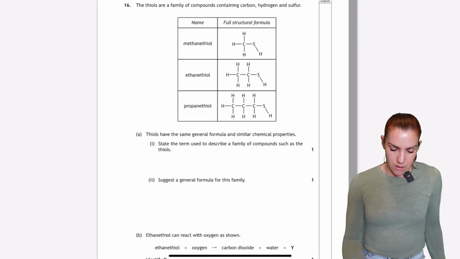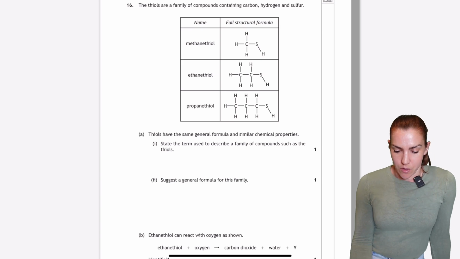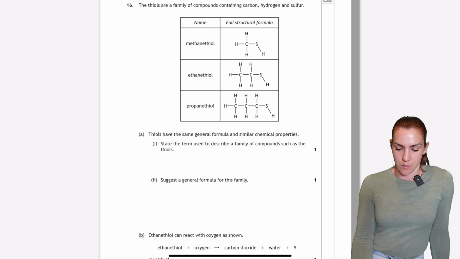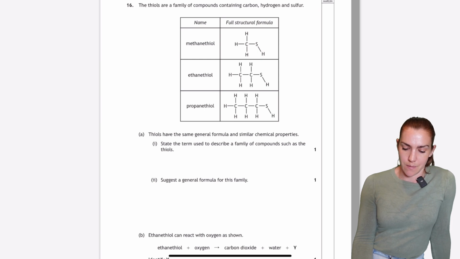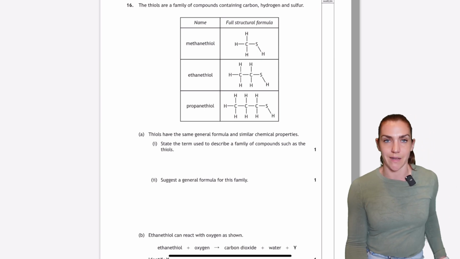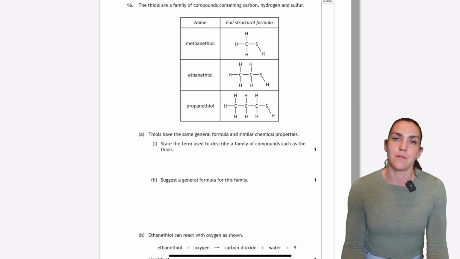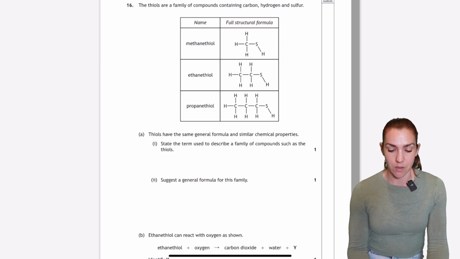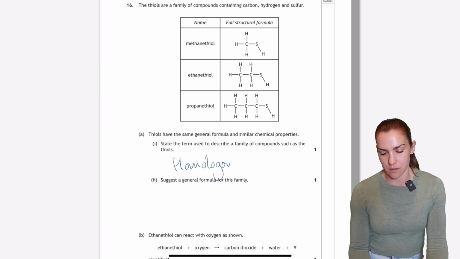Question 16. Thiols are a family of compounds containing carbon, hydrogen and sulfur. They have the same general formula and similar chemical properties. State the term used to describe a family of compounds such as the thiols. So groups of molecules with the same general formula and similar chemical properties are called homologous series.